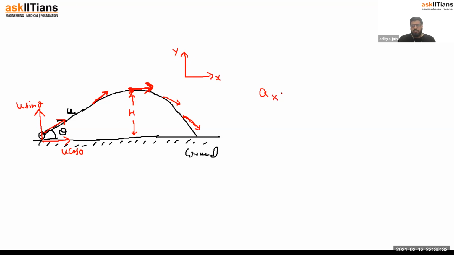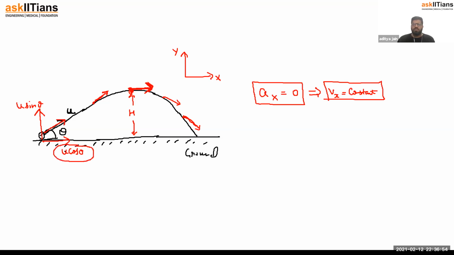So what is the acceleration along x? In a projectile, acceleration along x direction is 0. So if acceleration along x direction is 0, can I say velocity along x direction will be constant? Because acceleration is 0. That's why in a case of projectile motion, the horizontal component of velocity always remains constant, because acceleration is 0 on a horizontal. So this u cos theta will remain as u cos theta during the entire motion of the projectile.